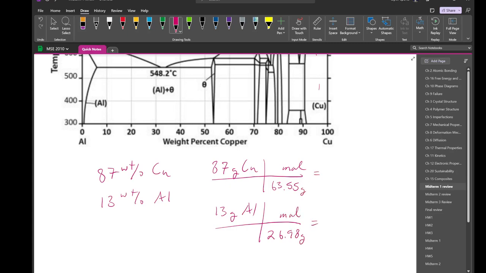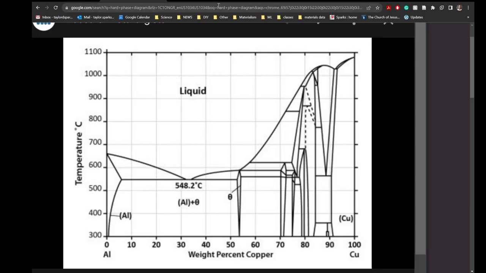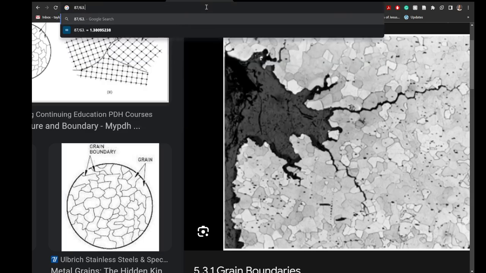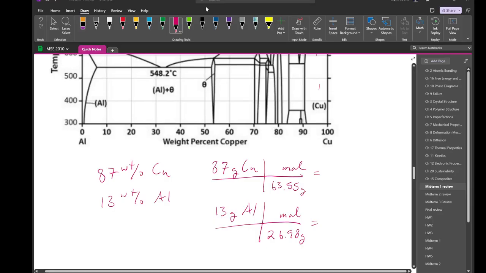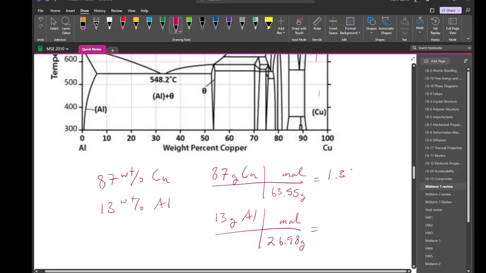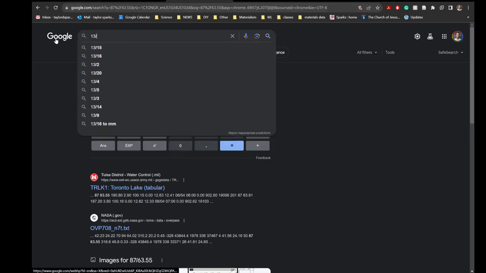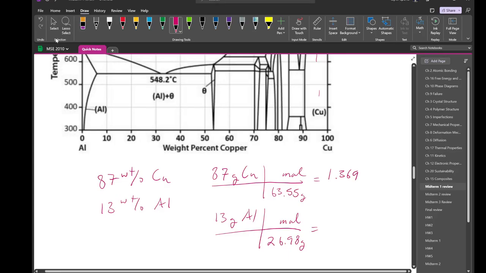Somebody do the math on these with me. So 87 divided by 63.55 is 1.369. That one is 13 divided by 26.98, which is 0.481.